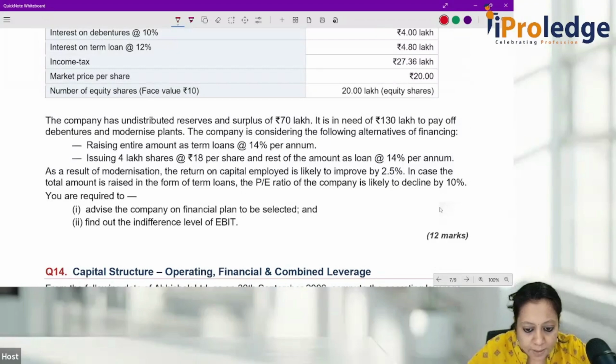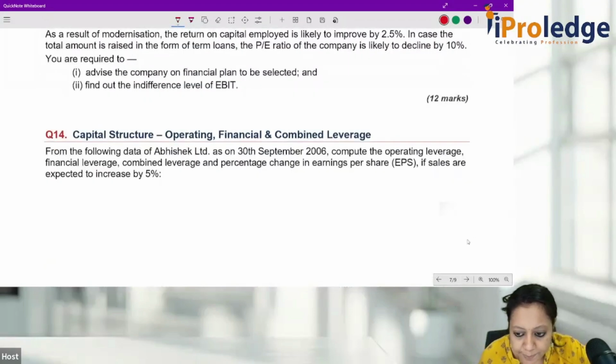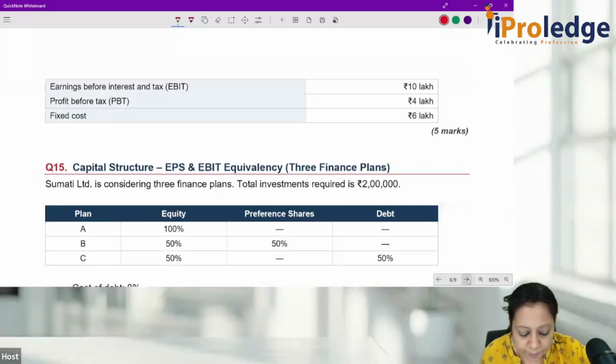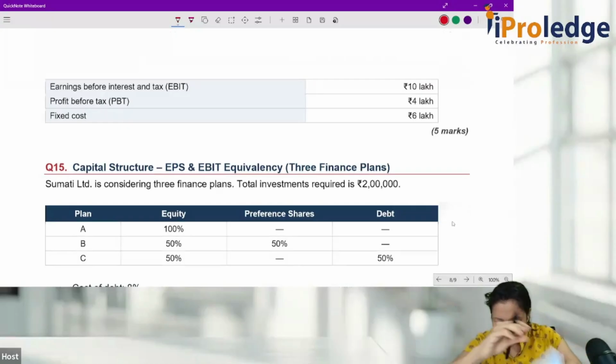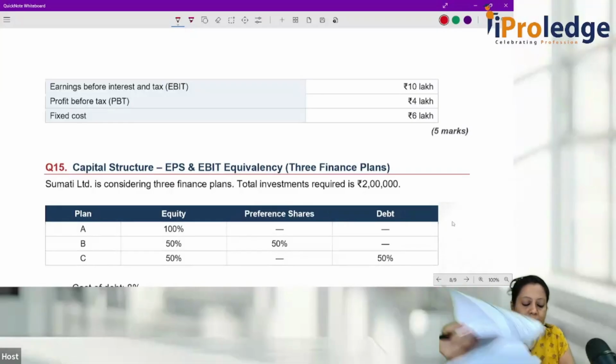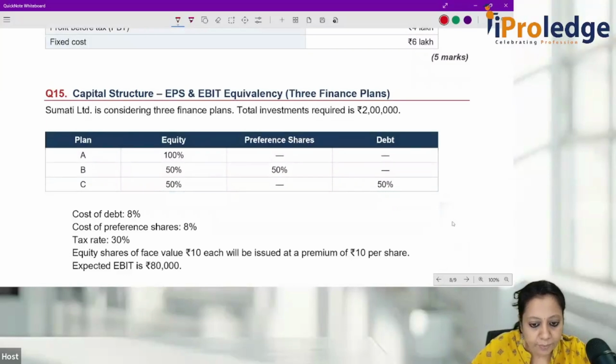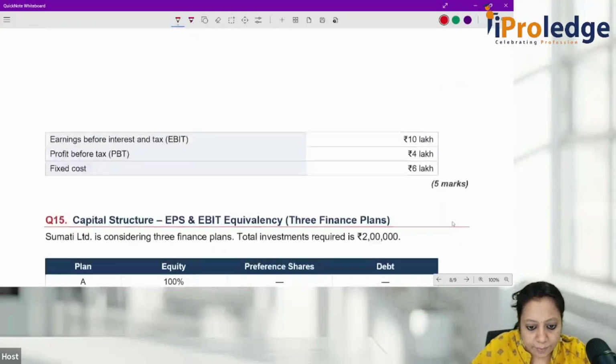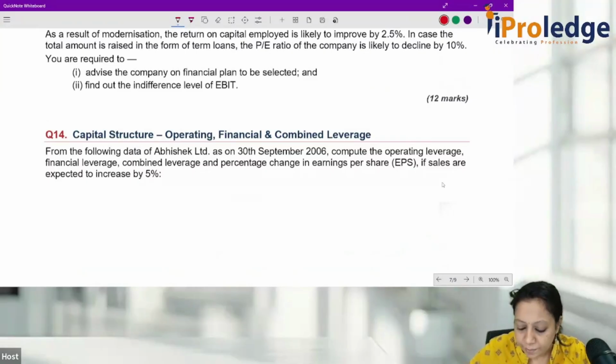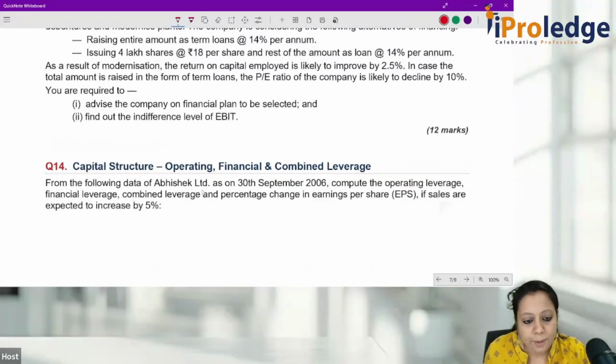I want to start with this. Anyway, okay, we'll do this problem first.